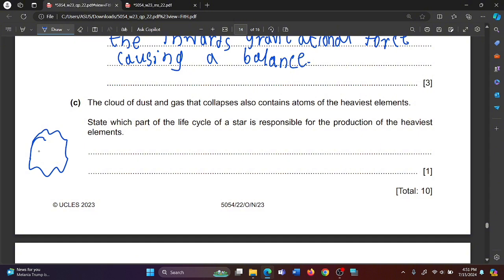So there were heavier elements like iron, Fe. Fe is the symbol of iron. There were a few heavier elements present. So where did these heavier elements come from? So we know that at the end of a star's life cycle, they start to fuse hydrogen into heavier elements.